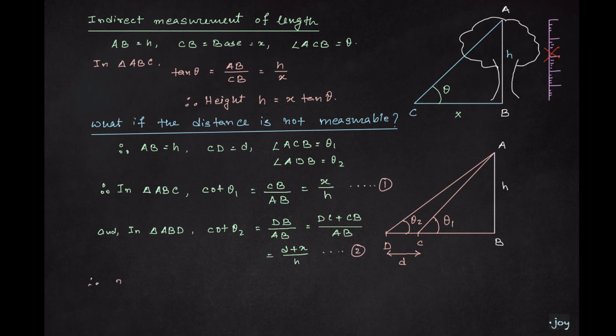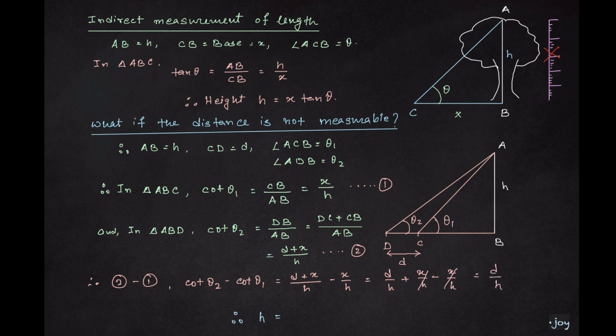So if we subtract 1 from 2, then we will have cot theta 2 minus cot theta 1 equals D plus x by h minus x by h, or it can be written as D by h plus x by h minus x by h. So x by h cancels out and we are left with D over h. So h can be written as h equals D over cot theta 2 minus cot theta 1.